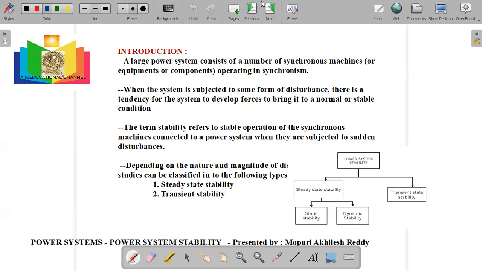When the system is subjected to some form of disturbance, there is a tendency of the system to develop force to bring it to the normal or stable condition. The term stability refers to stable operation of synchronous machines connected to the power system when they are subjected to sudden disturbances. Depending on the nature and magnitude of disturbances, stability studies can be classified into steady state stability and transient stability.